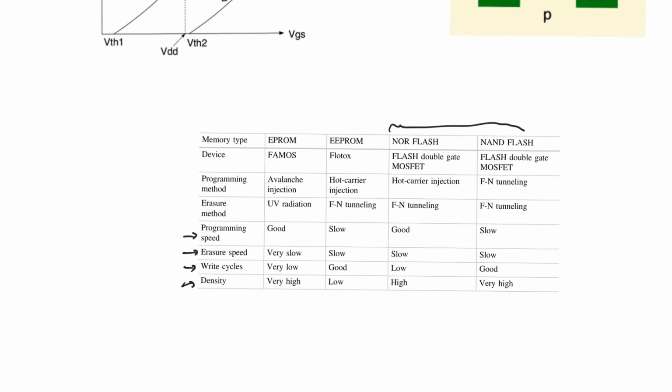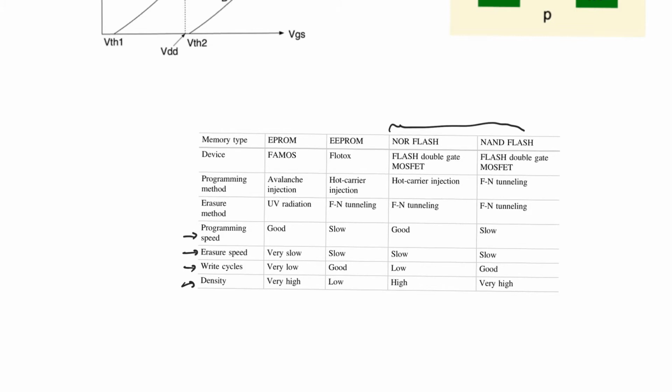And it's important to discuss what each of these mean. So programming speed means how long it takes to change the transistor from characteristic A to characteristic B. Erasure means how long it takes to change it from characteristic B to characteristic A. So some of the mechanisms used to program or erase the memory can take longer than others. Write cycles means how many times a specific cell can be programmed and erased.